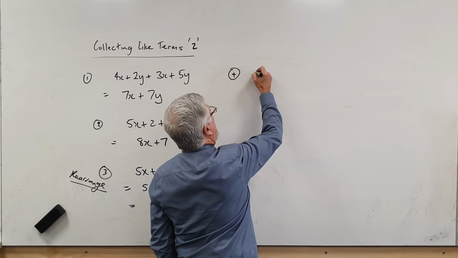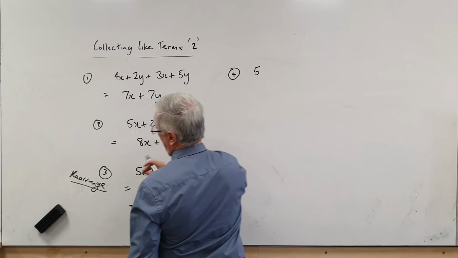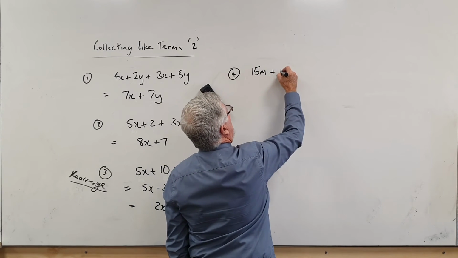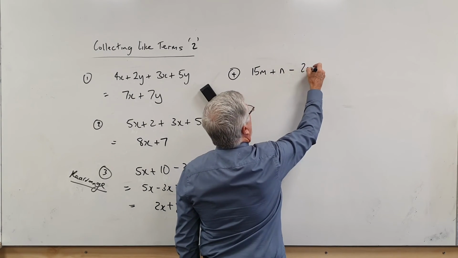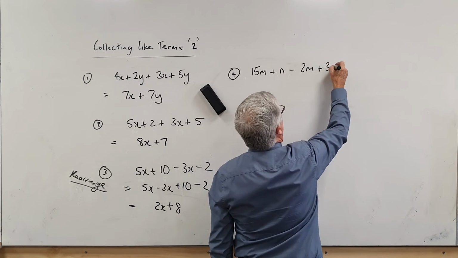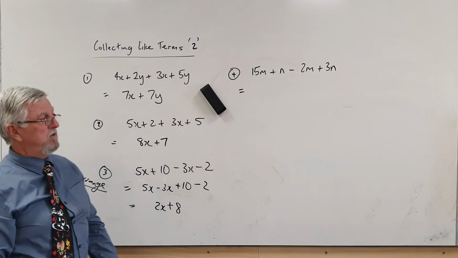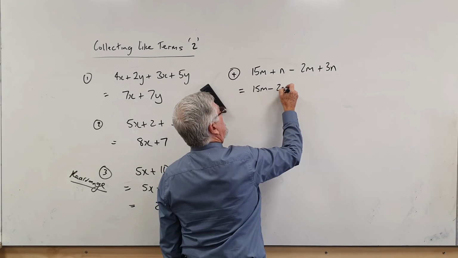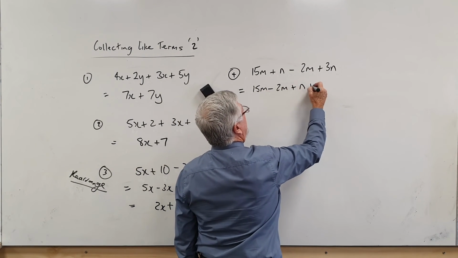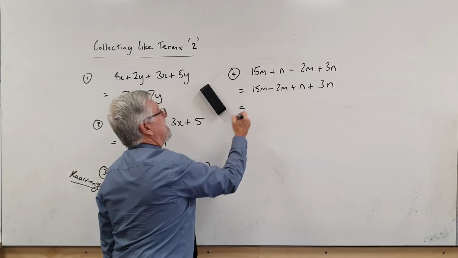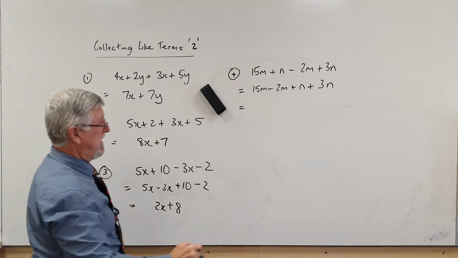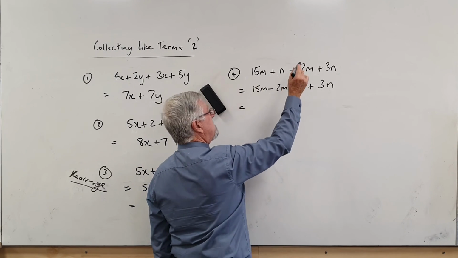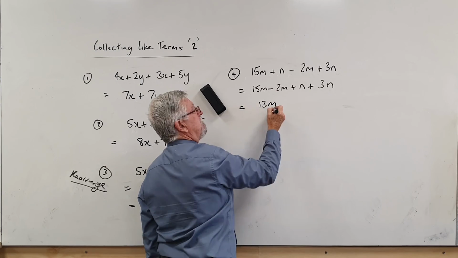So if I had, let's go different letters. I keep going 5. Let's go different. 15m plus n minus 2m plus 3n. Let's have a look at that one. So if you needed to rearrange it, you can write that first, write that second, write that third, and write that last or fourth. So if you could do it in your head, you can just go 15m, take 2m is 13m.